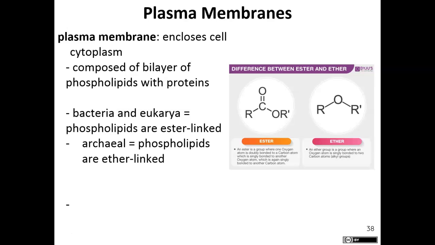Bacteria and eukarya, their phospholipids are ester-linked, and you can see what an ester-linked bond looks like. Whereas archaeobacteria, or the archaea, have phospholipids that are ether-linked. And so there's the difference between bacteria and eukarya as to the archaea.